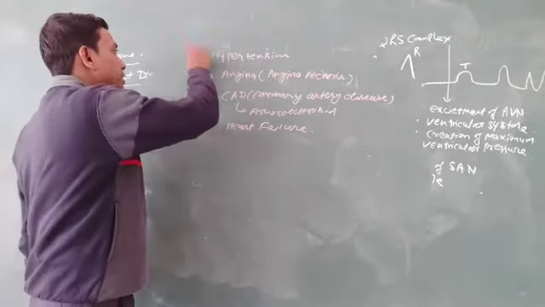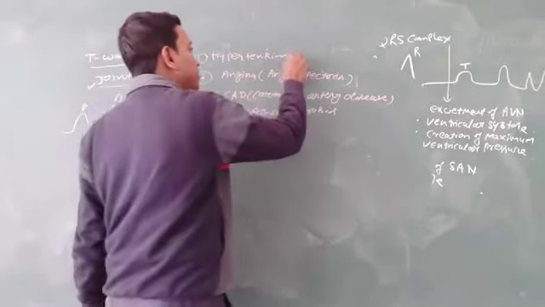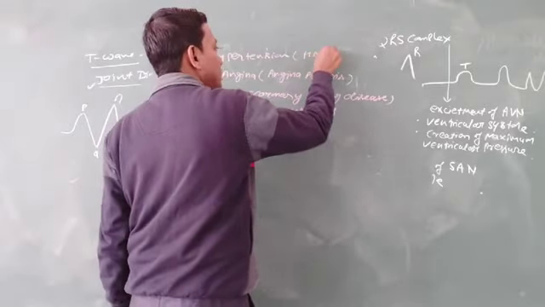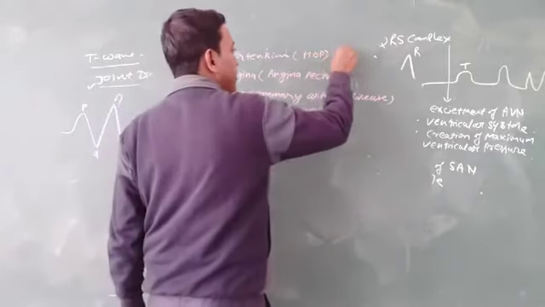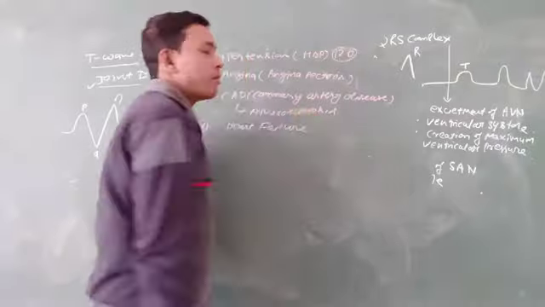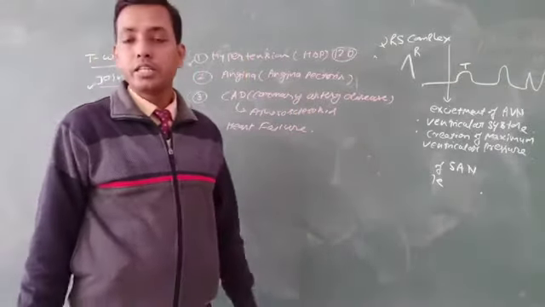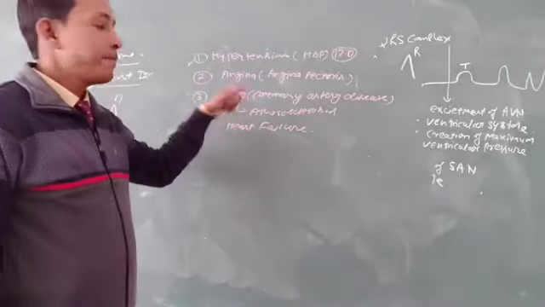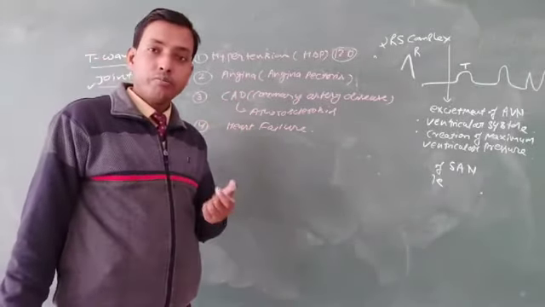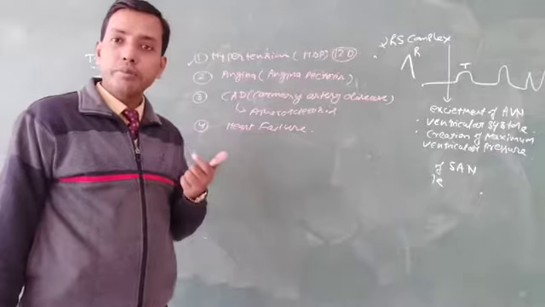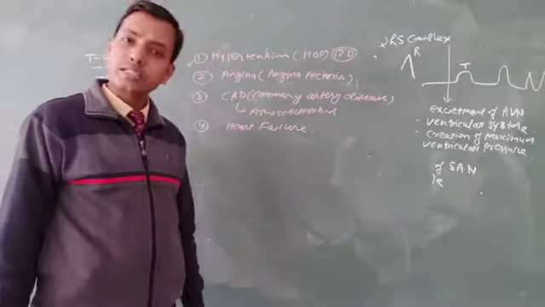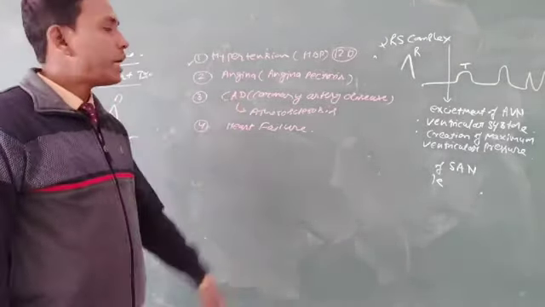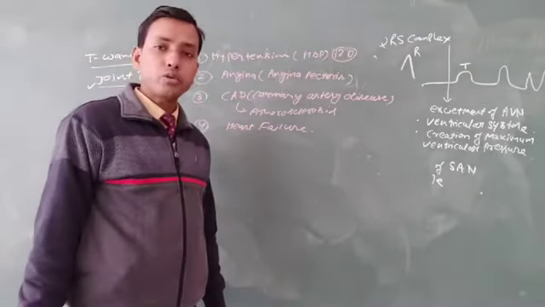Now back to hypertension. This is sometimes known as high BP. When the blood pressure rises above 120 mmHg, the condition is known as high BP. When the blood pressure goes below 80 mmHg, the condition is known as low BP.